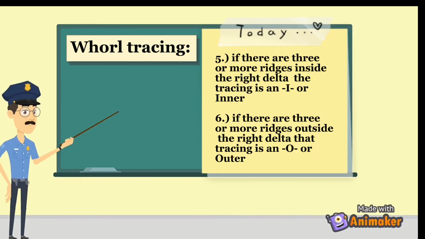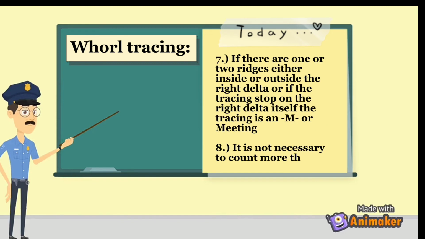5. If there are 3 or more ridges inside the right delta, the tracing is an I, or inner. 6. If there are 3 or more ridges outside the right delta, that tracing is an O, or outer. 7. If there are 1 or 2 ridges either inside or outside the right delta, or if the tracing stops on the right delta itself, the tracing is an M, or meeting. 8. It is not necessary to count more than 3 ridges.